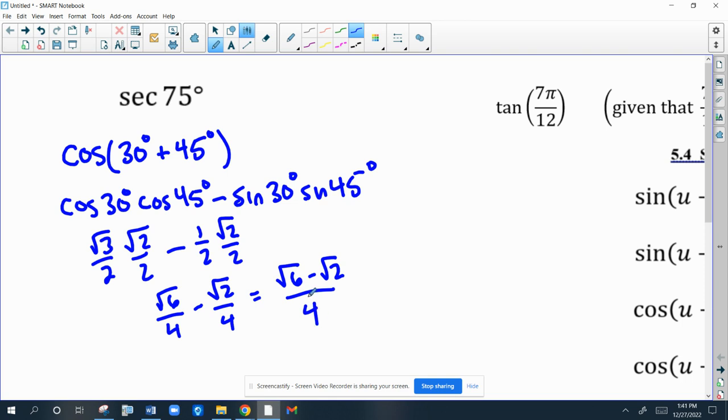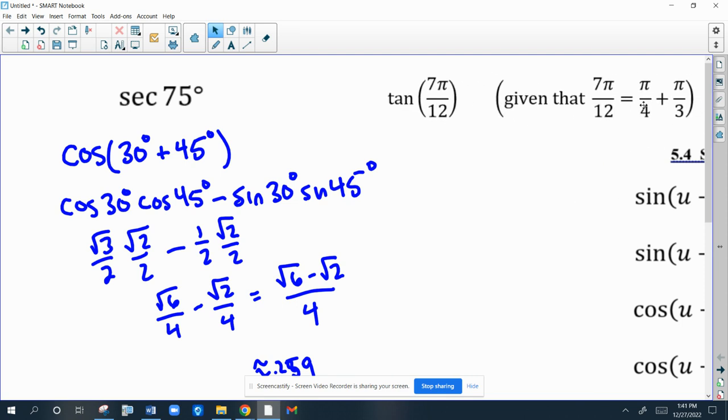And I'm going to type that up in my calculator quickly because we're going to check that later. Root 6 minus root 2 divided by 4 is approximately 0.259. I'm going to use that when I go to check. But first, we're going to do the next problem. The next problem is tangent of 7 pi over 12. So we have to figure out what angles we know add or subtract to the 7 pi over 12, and it's given to us. 7 pi over 12 is pi over 4 plus pi over 3.